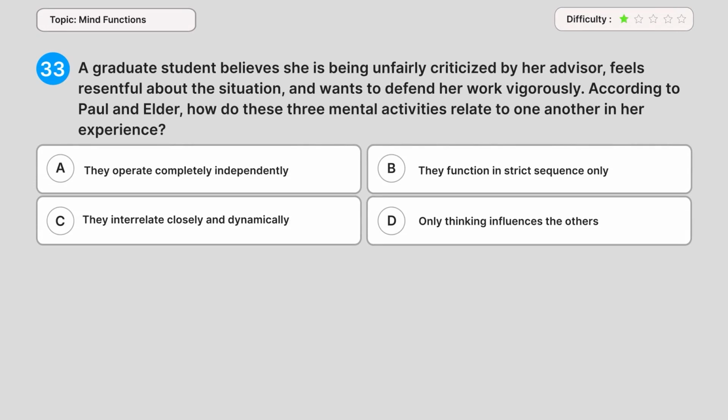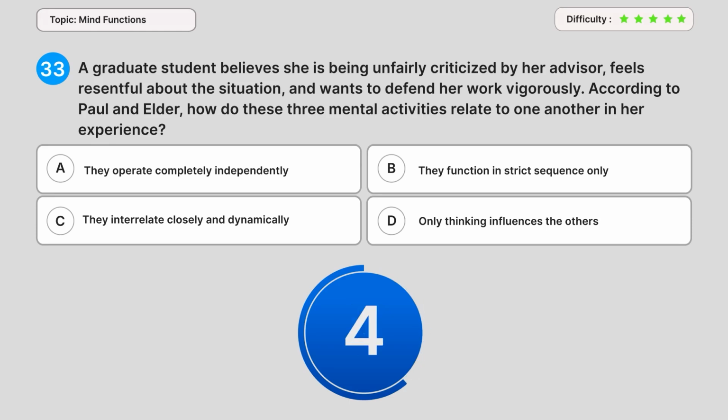33. A graduate student believes she's being unfairly criticized by her advisor, feels resentful about the situation, and wants to defend her work vigorously. According to Paul and Elder, how do these three mental activities relate to one another in her experience? A. They operate completely independently. B. They function in strict sequence only. C. They interrelate closely and dynamically. D. Only thinking influences the others. Can you guess the answer?